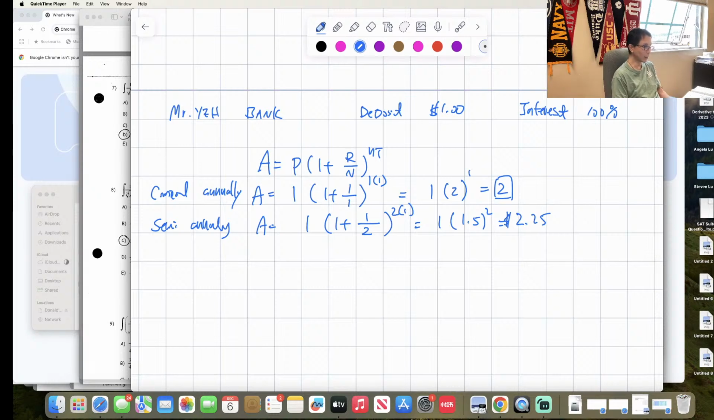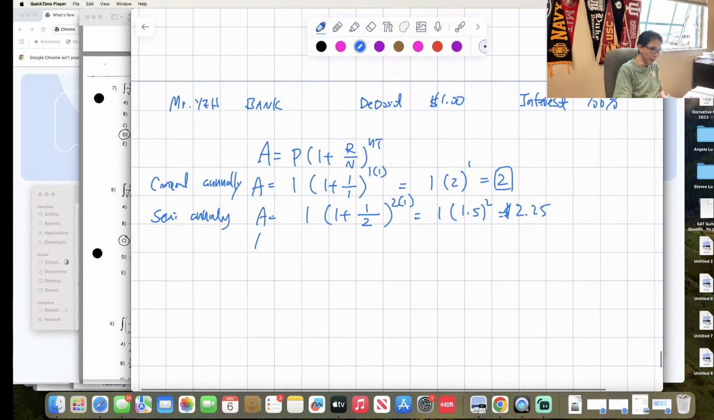You deposit $1 and in a year I'm going to give you this much. You say, well, wait, can you give better compound? Now you understand that every time we compound, it's going to calculate again. So I'm going to compound, say, monthly. So it'll be 1 times 1 plus 1 over whatever monthly. It's going to be 12, not 2. It's going to be 12 times 1, right?